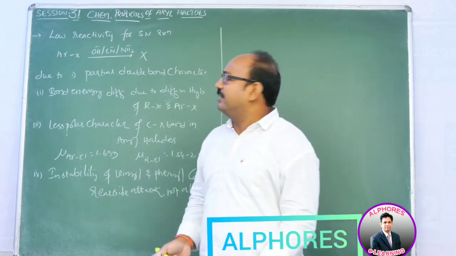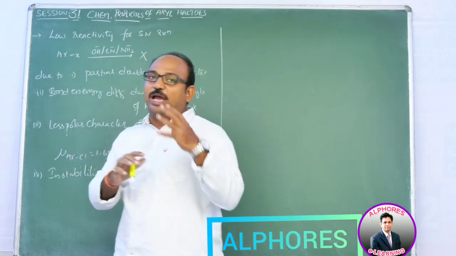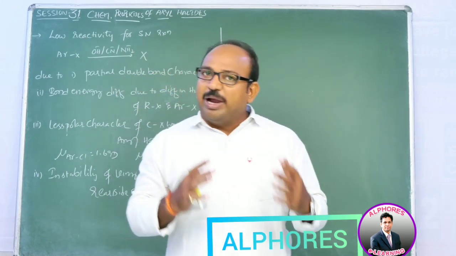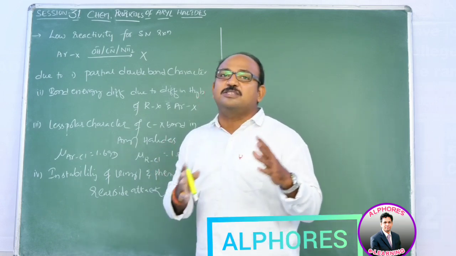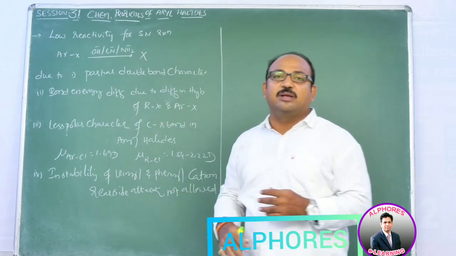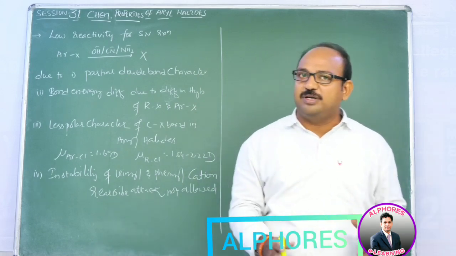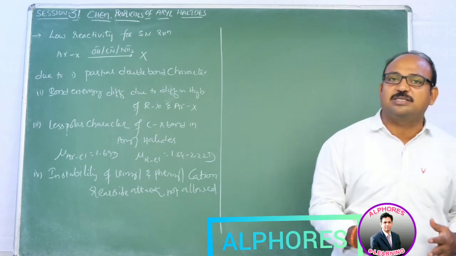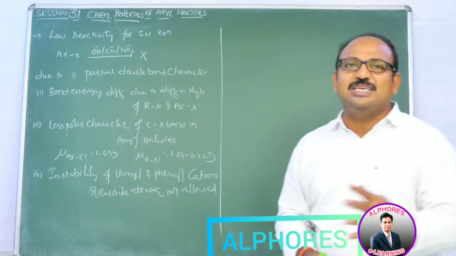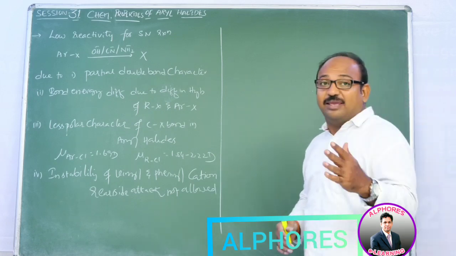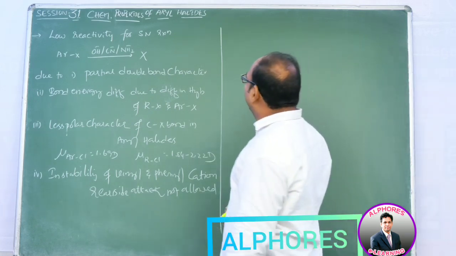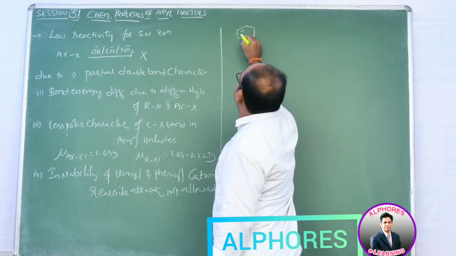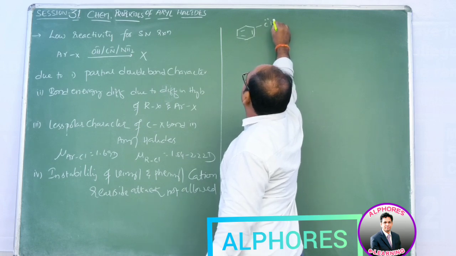So why? What happened? In case of aryl halides, even though we are using a strong nucleophile like hydroxide ion, amide NH2 minus, or any strong nucleophile, there is no reaction. In other words, displacement or substitution reactions do not take place as easily as in alkyl halides. For that reason, if you want to know, you have to first learn the resonance structures of chlorobenzene.